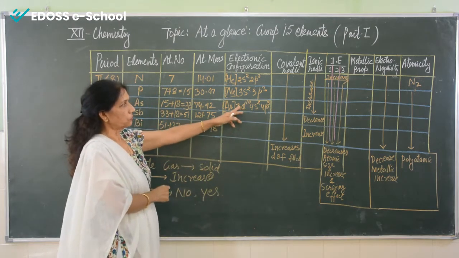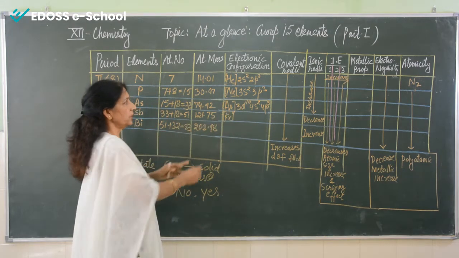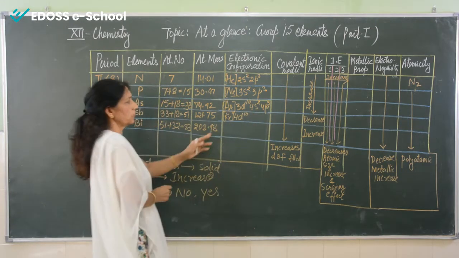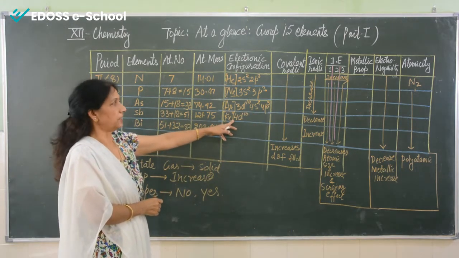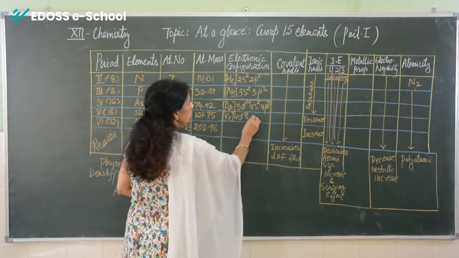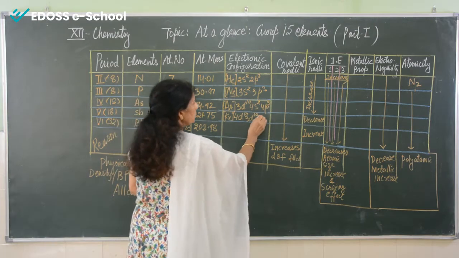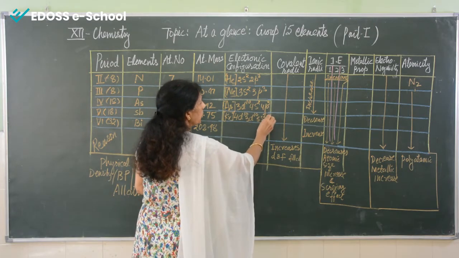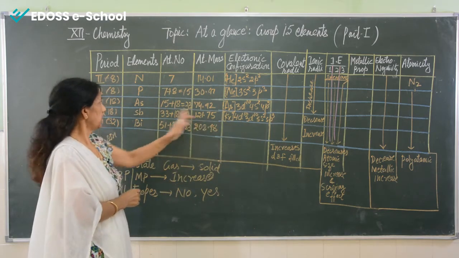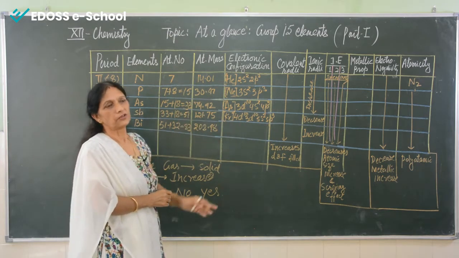So again 3d is here, so here we will write 4d10 because now 4d has started. Okay, so 4d10 and then we will write 3d10, then 5s2 and 5p3. So this is the electronic configuration of Sb.